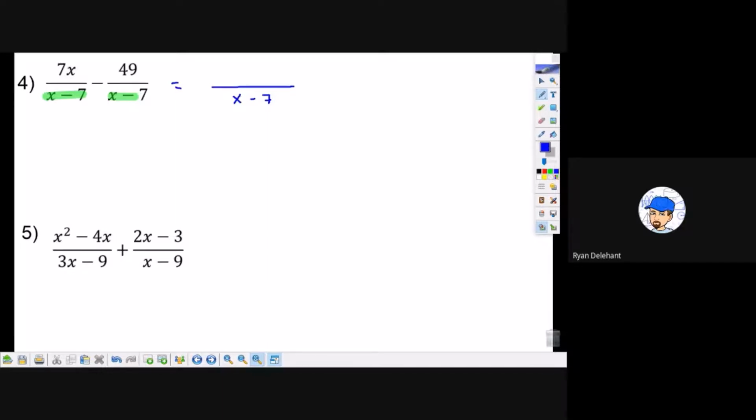One of the most common errors is that you write them down there twice like they're being multiplied. But it's really just, it's going to be the same. So you only need to write it once in the bottom. And then we're going to, because this is subtraction, we need to preserve this order. So this is going to be 7x minus 49.